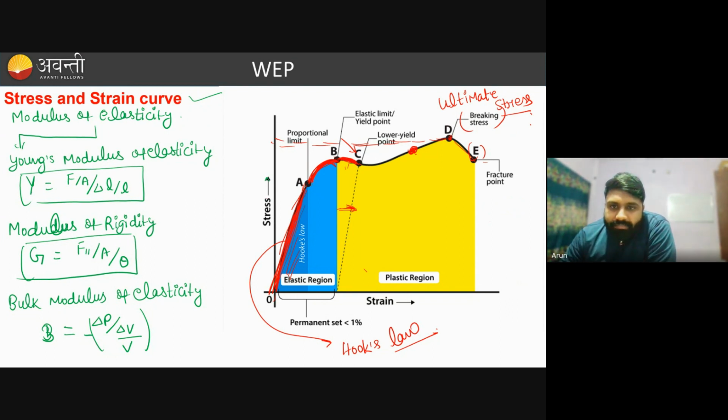So these points are very important. You can say from the elastic limit or upper yield point to the fracture point, the region is called the plastic region. And from the origin to point B, which is the elastic limit, the region is termed as the elastic region. Hooke's law is only valid up to point A, because here the stress is directly proportional to strain. Got it? So this is for this stress and strain curve.